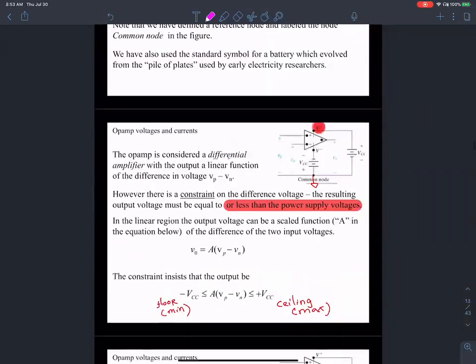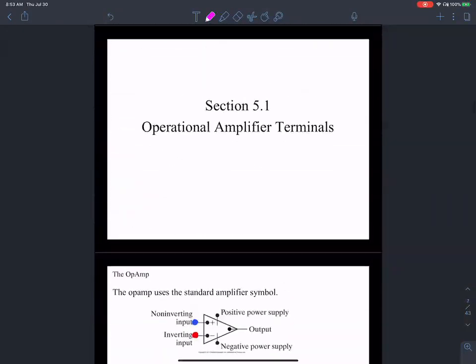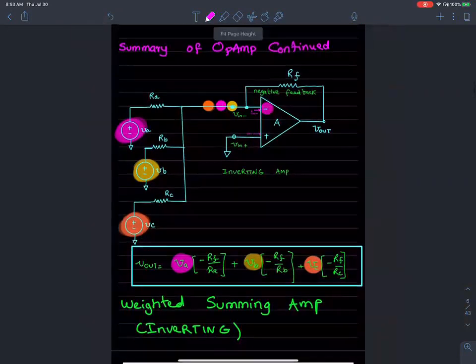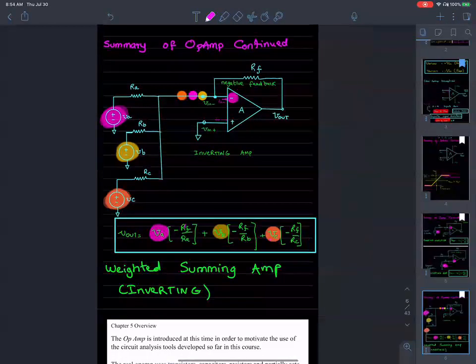Sorry about having to go back so many slides, right here. This is the exact same configuration that we are looking at. VA, VB, and VC are 3 inputs connected. You rearrange, you'll get back VA times negative RF over RA, VB times negative RF over RB, and VC times negative RF over RC. This is what you will see in the summing amplifier, the weighted summing amplifier. Questions, please. Questions so far?